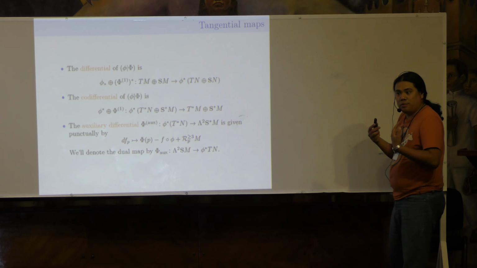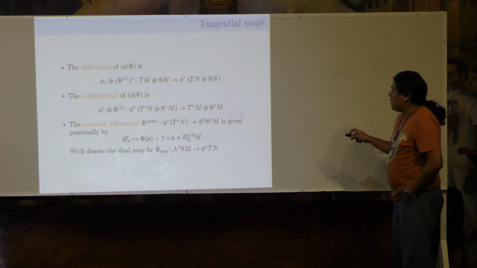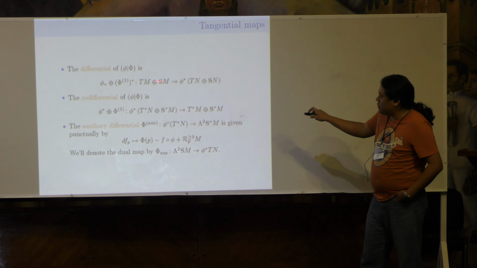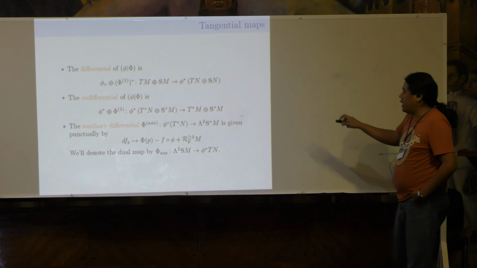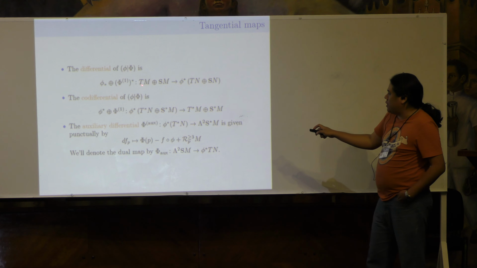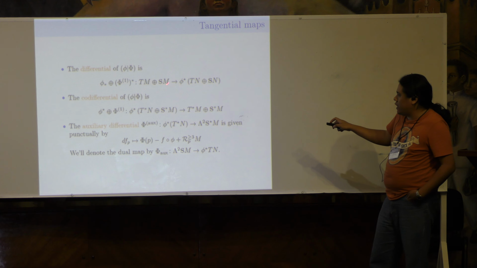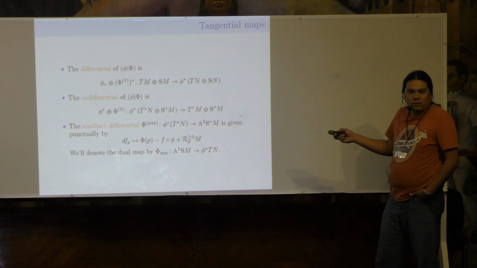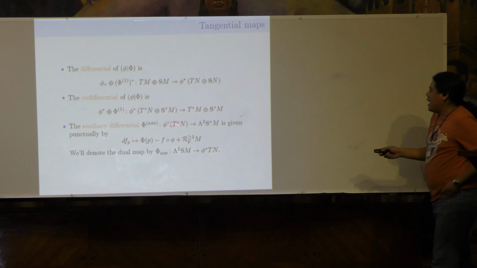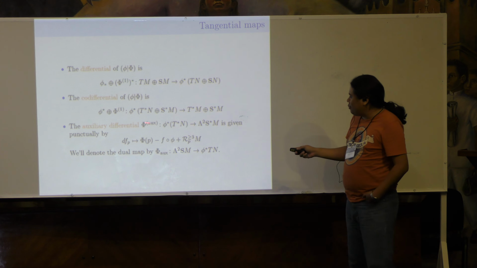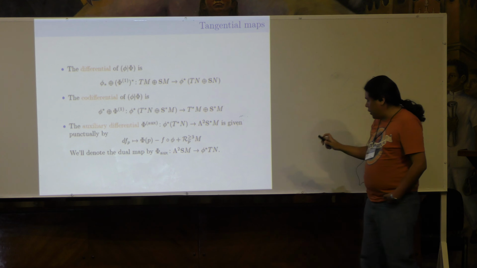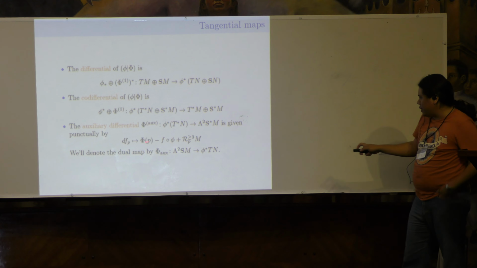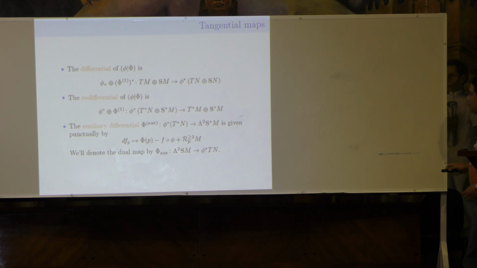Meaning that every superderivation I can completely characterize by what happens to these two parts. So you can consider these to be the even part of the superderivation, and this one the odd part. And well, the codifferential is just the dual. That still makes a lot of sense. And we get a very important map over here, which we call the auxiliary differential. And it's defined by this formula, which makes sense also, pointwise.